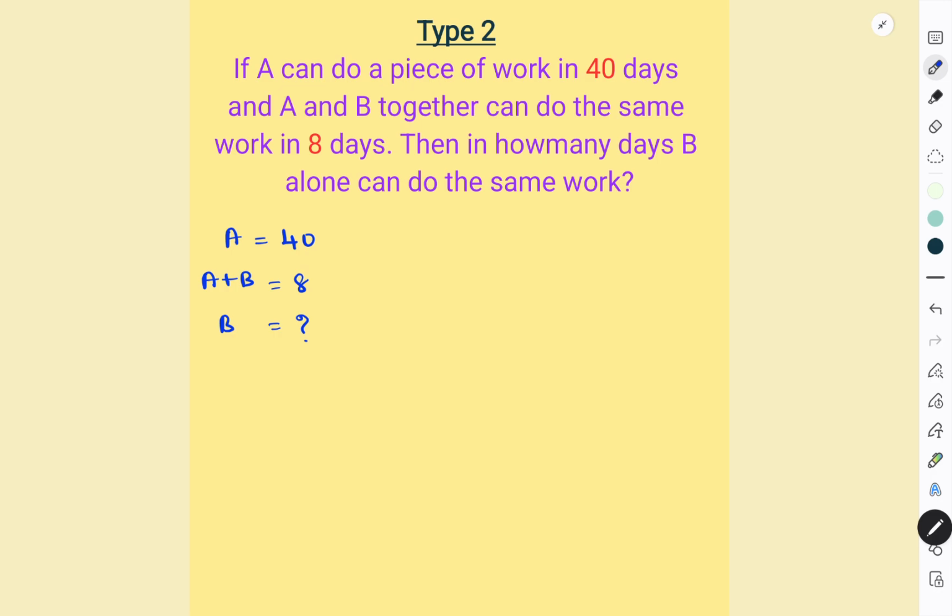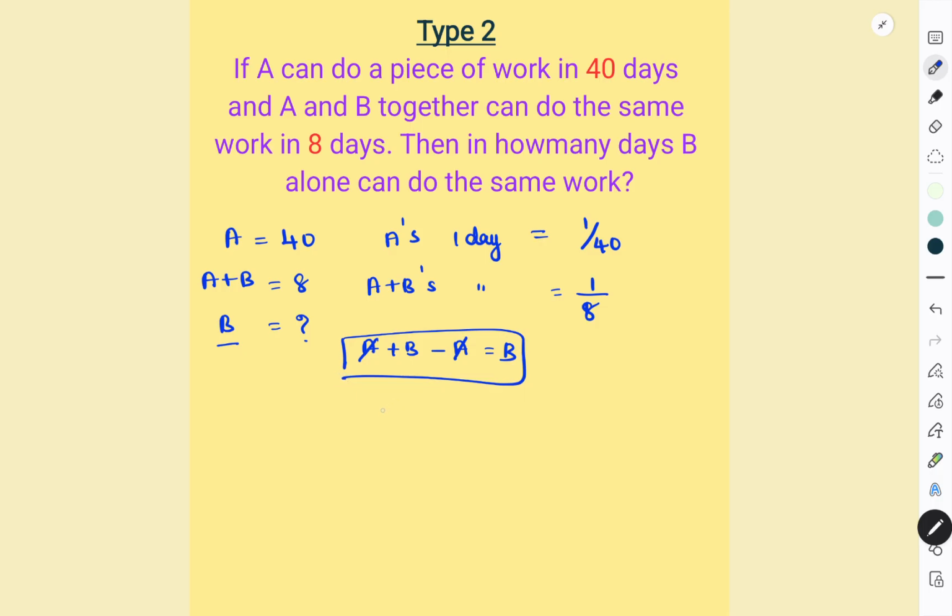So A's 1 day work equals 1 by 40. That is, time and work are inversely proportional to each other. Likewise, A plus B's 1 day work equals 1 by 8. We need B's, right? A plus B minus A gives us B. So B's 1 day work equals 1 by 8 minus A's 1 day work, 1 by 40.